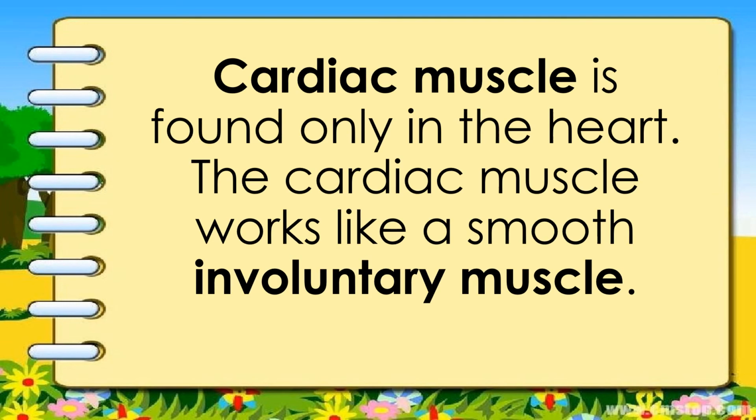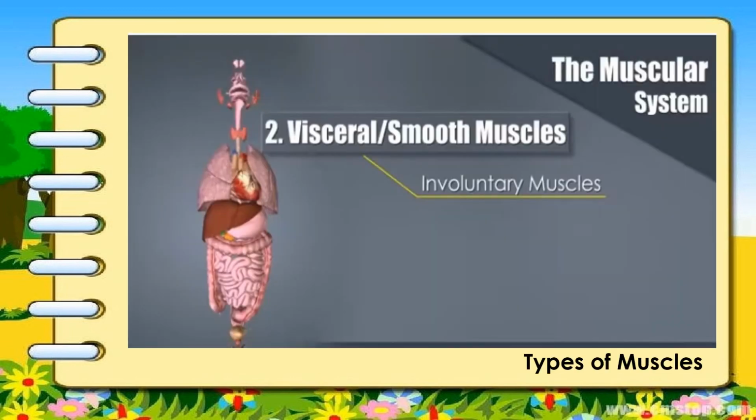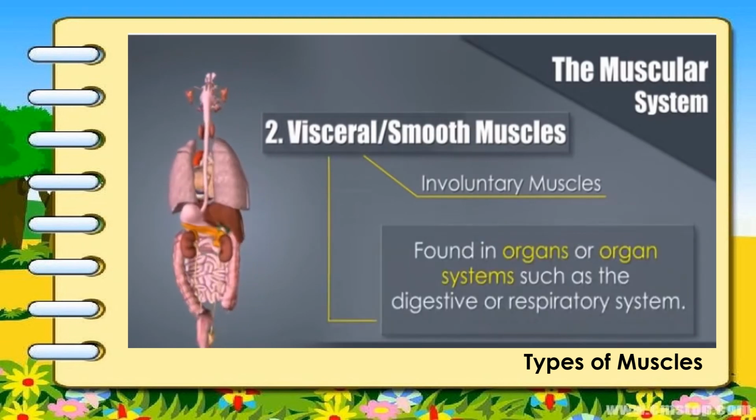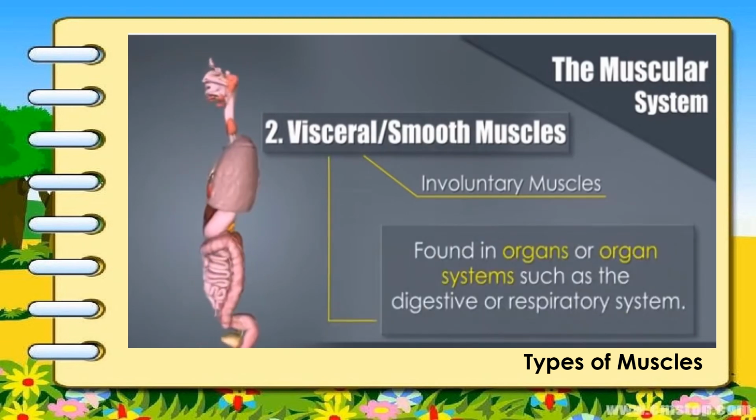Cardiac muscle is found only in the heart. The cardiac muscle works like a smooth involuntary muscle. Visceral or smooth muscles are found in organs or organ systems such as the digestive or respiratory system.